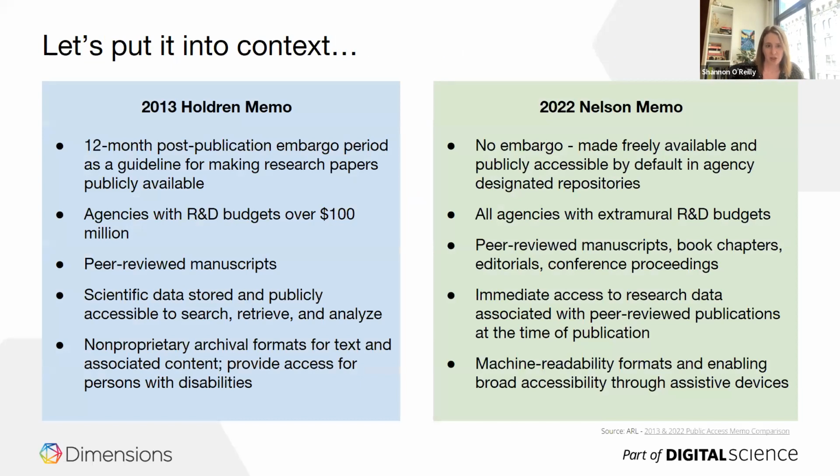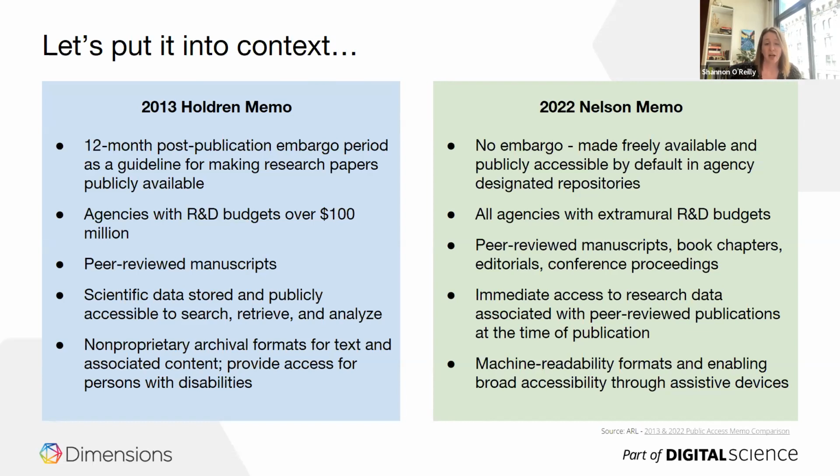I already briefly mentioned how the OSTP Nelson memo differs from the 2013 Holdren memo, but it's worth looking into the differences in more detail to understand the full extent of the 2022 Nelson memo. The biggest change, as already mentioned, is the elimination of the 12-month embargo period. Research must be made freely available and publicly accessible immediately in agency-designated repositories. The 2022 memo also applies to all agencies, where previously the Holdren memo only applied to those that were over 100 million in R&D budget.